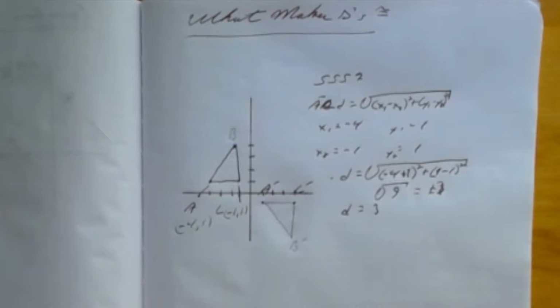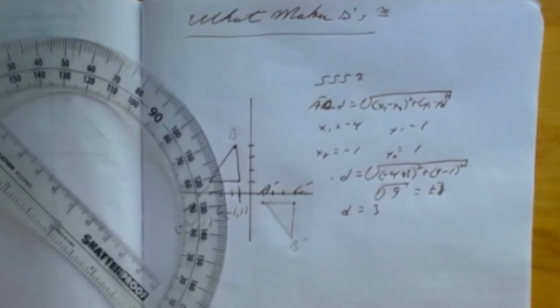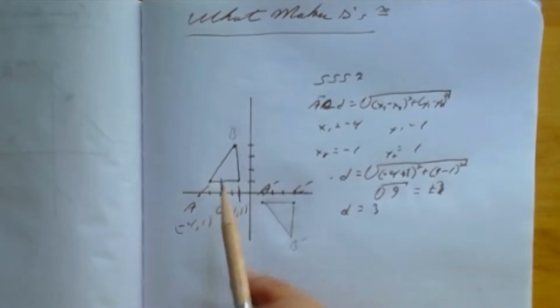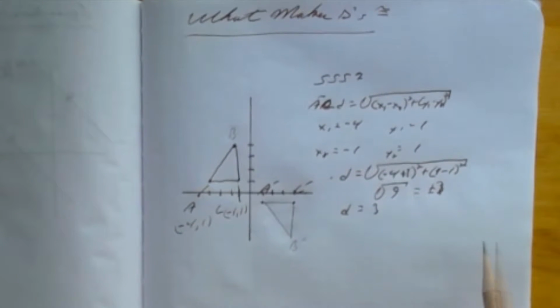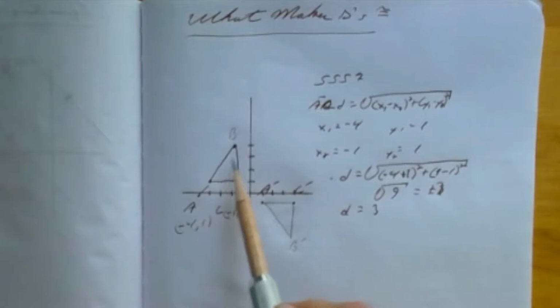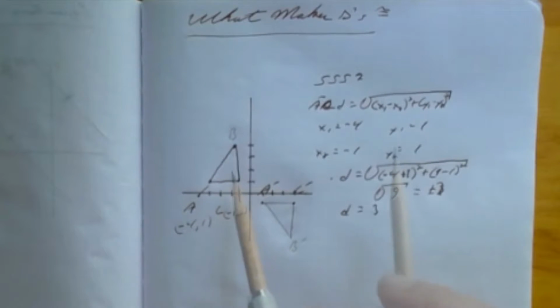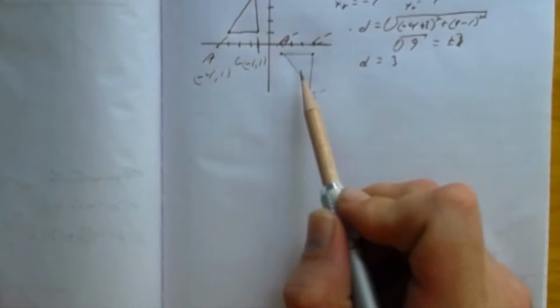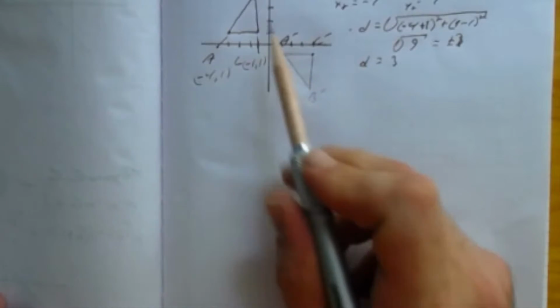I could use a protractor to measure my angles, but just measuring the angles isn't going to prove that they're congruent. So what I know is that if all 3 of these sides are the same length as the 3 sides here, then they are congruent. Well, if they are all congruent, then the triangles are congruent.